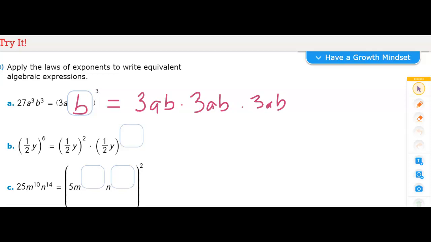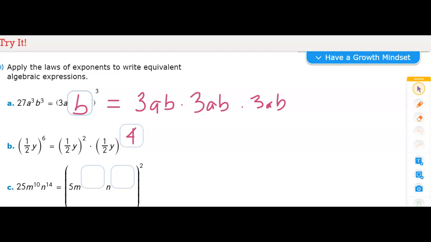All right, the next one, 1/2 times y to the 6th power equals 1/2 times y to the 2nd power times 1/2 y to the 4th power. Because remember, one of the laws is that when you're multiplying the exponents, you just add them together. So 4 and 2 would equal that 6.